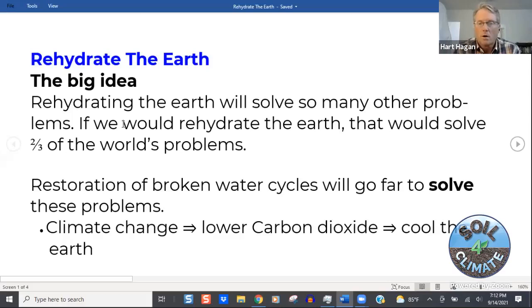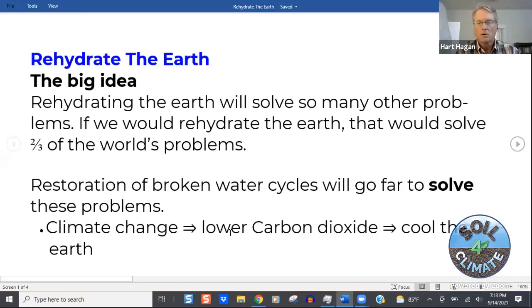So restoration of broken water cycles will go far to solve the following problems. We've got about 14 problems here that restoring broken water cycles will solve. And so number one, climate change. Restoring broken water cycles will go far to solve the problem of climate change. So how's that work? Climate change is a thing. So follow the arrow here.